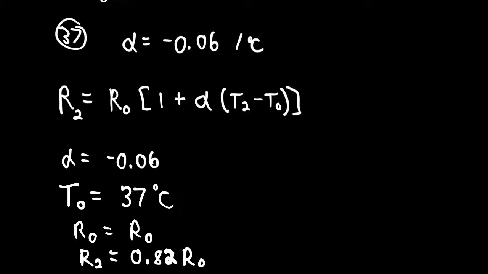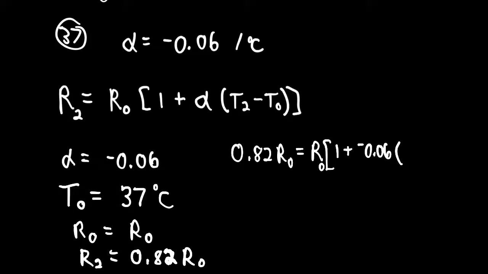Now I can take all these things and plug them into my equation. So for R2, I'm going to plug in 0.82 times R0. And for R0, I'm going to plug in R0. Then I'm going to multiply by 1 plus negative 0.06 times T2, the temperature of the patient, minus T0, which is 37, the temperature that the patient should be if they're healthy.